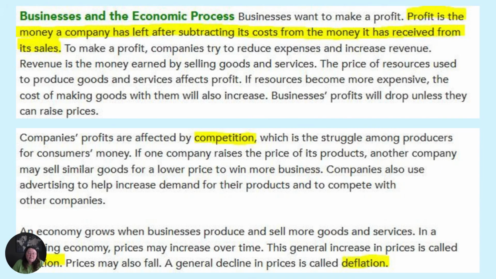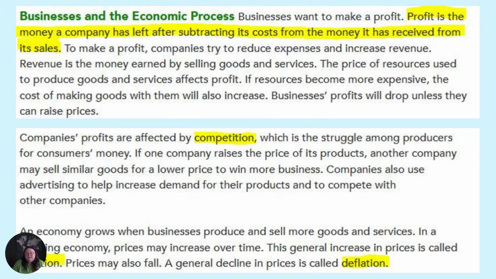Let's look at profit. Businesses want to make profit. Profit is the money a company has left after subtracting its cost from the money it's received from its sales. To make a profit, companies try to reduce expenses and increase revenue, which is money earned by selling goods and services. Companies' profits are affected by competition, which is the struggle among producers for consumers' money.